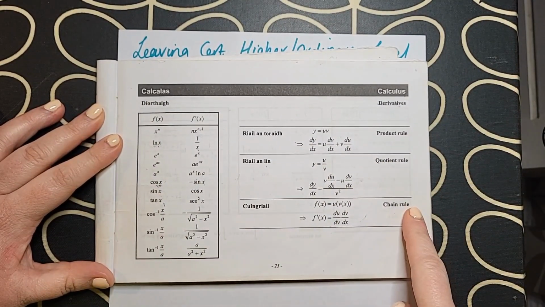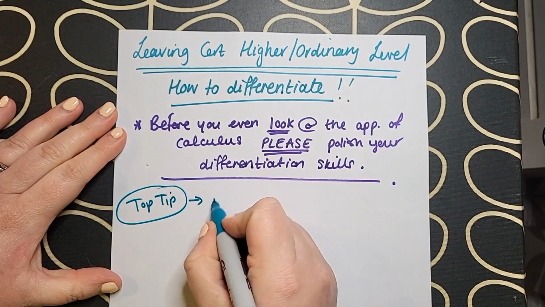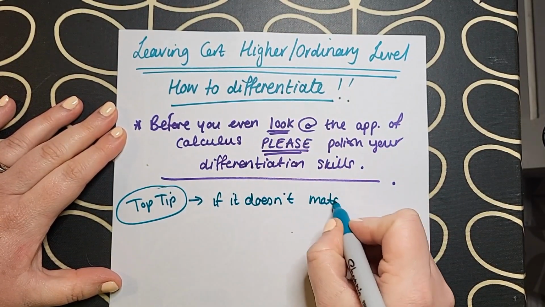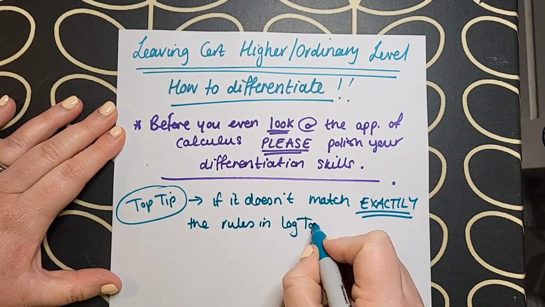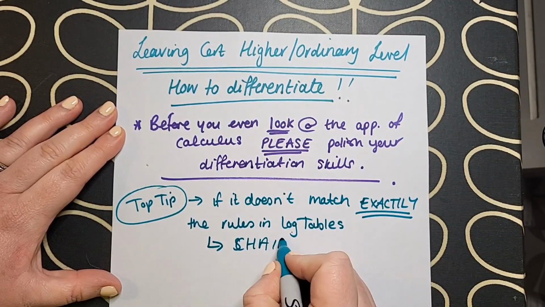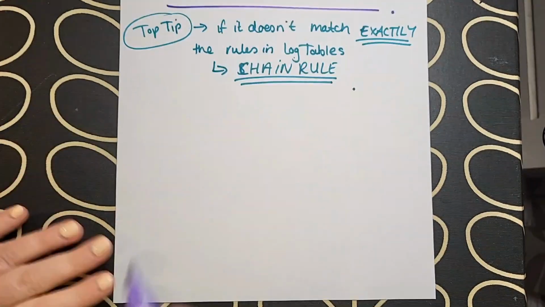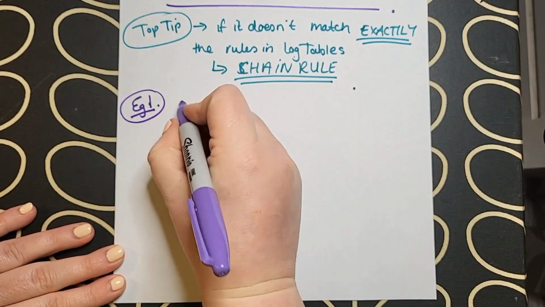Promise me. So having a look at our log tables here, we can see there's loads of differentiation rules there for us to use. And just a quick tip, if what you have doesn't match up to what's exactly in your log tables, we're going to use the chain rule. Now we won't be doing the chain rule in this video, but it will be the next one.